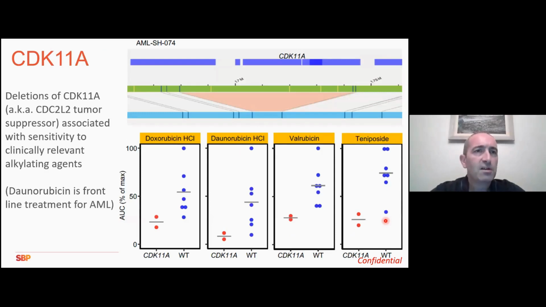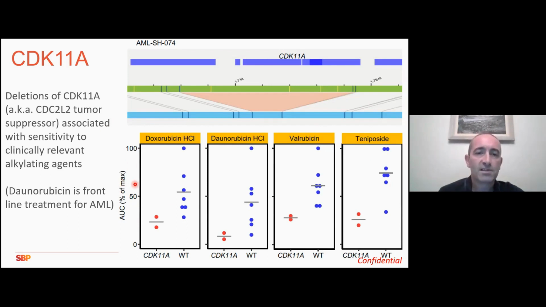Another example is a gene called CDK11A. It's also known as CDC2L2 tumor suppressor. And just one of the gene maps we're showing here shows a rather large deletion right across the body of the CDK11A gene. So this could indeed be causative or involved in the pathogenesis of this disease for these patients.